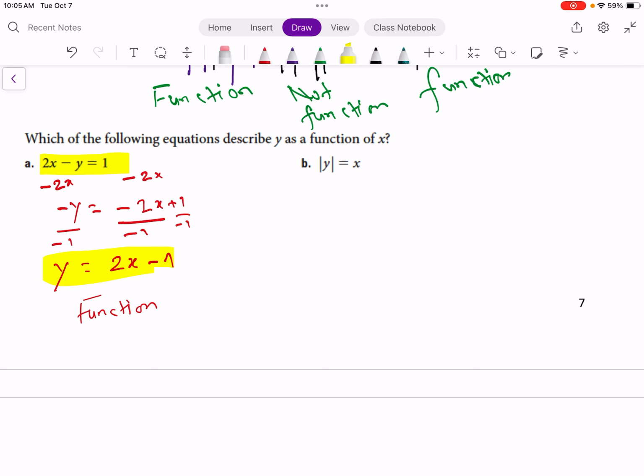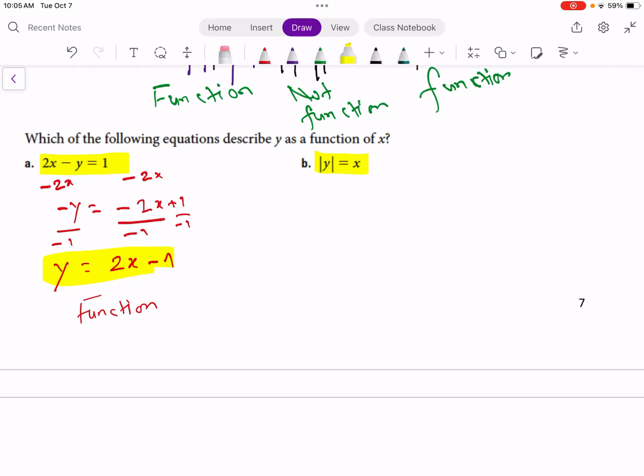Now next we have the absolute value of y equals x. To be a function, for every value of x, we need to have exactly one value of y. Now, what about this one? Is this a function or not? No, y is not a function of x. If we put x as 3, y could be 3 or negative 3.